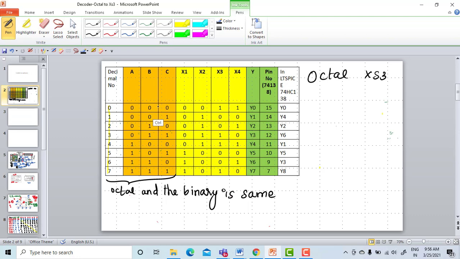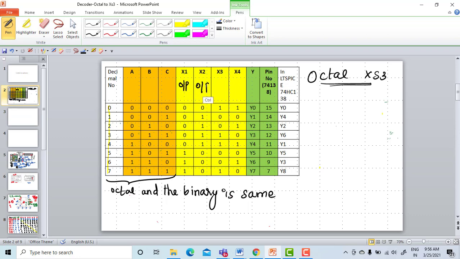XS3 is nothing but this number plus 3, right? This number plus 3, that you know. So 0 plus 3, it is 3. So the equivalent binary is 0 0 1 1. Okay, and then 1 plus 3, that is 4, that is 0 1 0 0. So octal to XS3, you know that from the decimal number you just add 3 to the decimal number. Okay, that is your XS3, fill up your XS3 code, because this is your output lines.